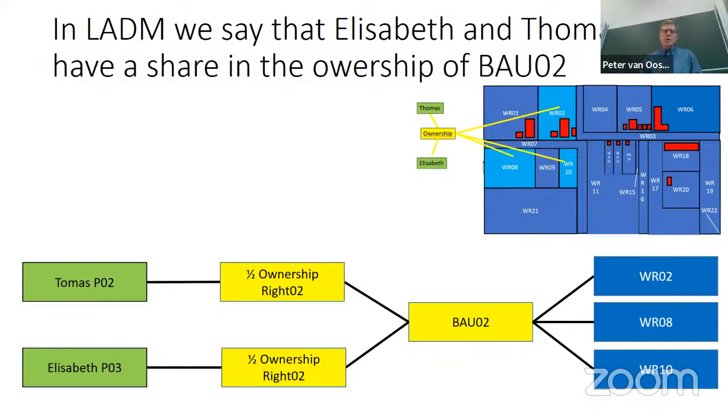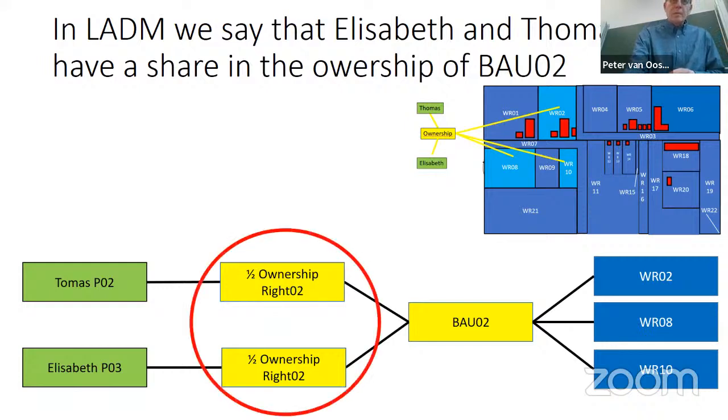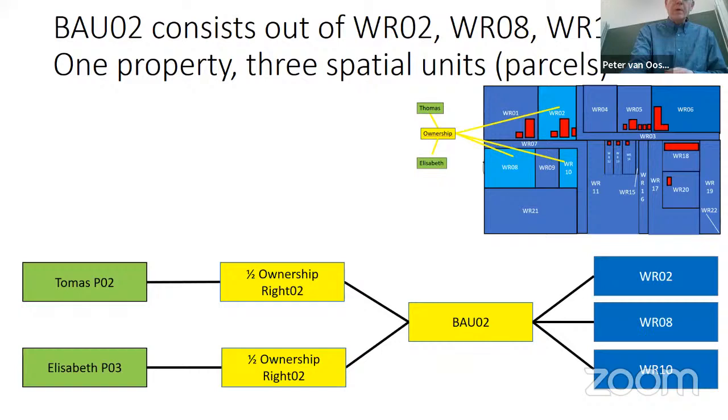In this case, there are two persons each having equal share in this basic administrative unit, in this property. That is indicated in half ownership of these rights. So here you see the two halves that make up the complete ownership. It's one property, 3 spatial units.